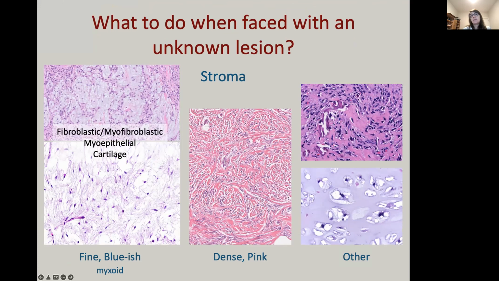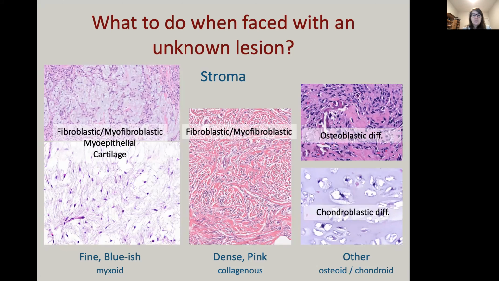And sometimes the osteoid calcifies, right? And so you get these purple chunks of calcified osteoid matrix, okay? Of course, something that has true osteoid production has osteoblastic differentiation, and something that has true cartilage production has chondroblastic differentiation. But that doesn't necessarily mean that the tumor is an osteosarc or a chondrosarc or an osteoma or a chondroma.